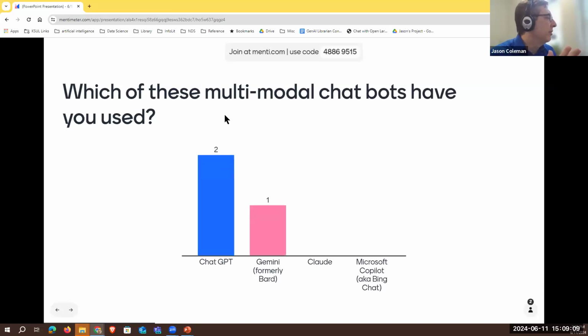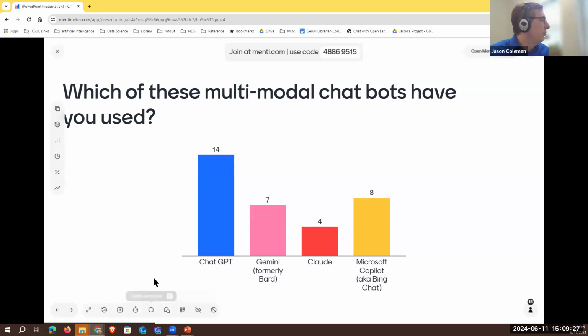And then you have to enter the code 48869515. Menti.com, 48869515. And the first question is, which of these multimodal chatbots have you used?